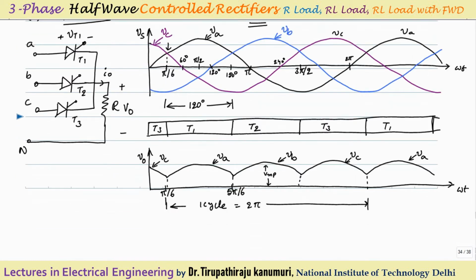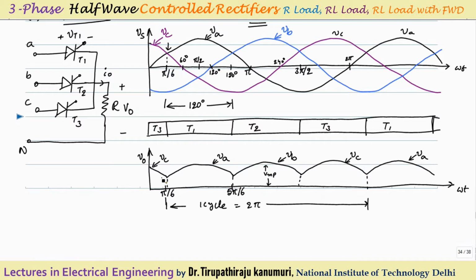Or we can say that when alpha is equal to 0, the output waveform will be like this. Initially VC up to 30 degrees, then from 30 degrees to 150 degrees, that means for a 120 degrees duration, VA will conduct, then again for 120 degrees VB will conduct, and again for 120 degrees VC will conduct.